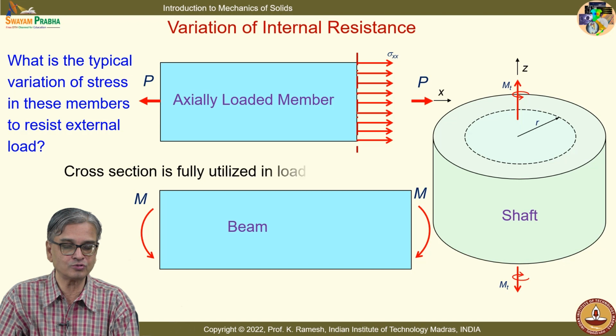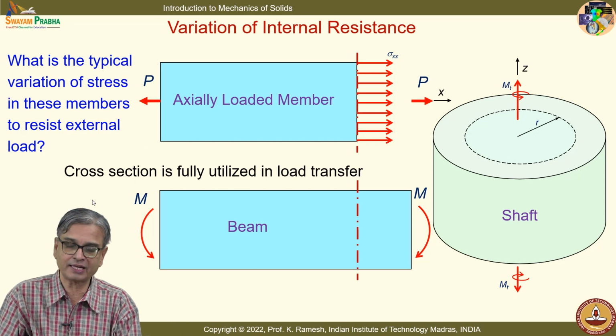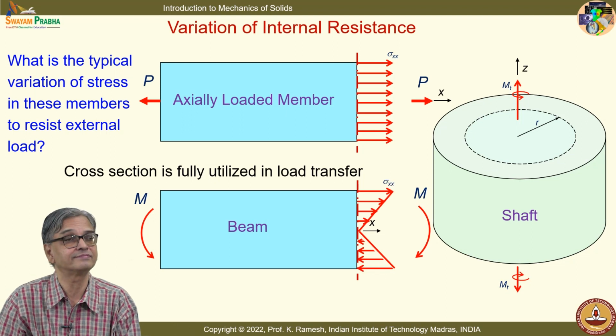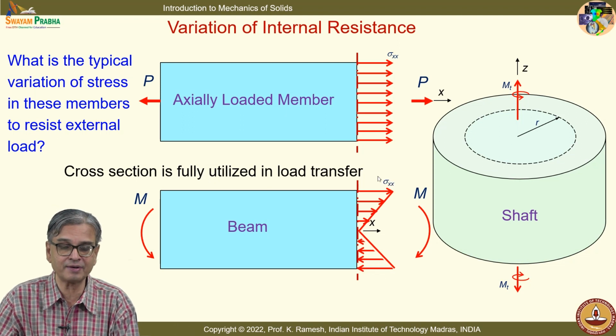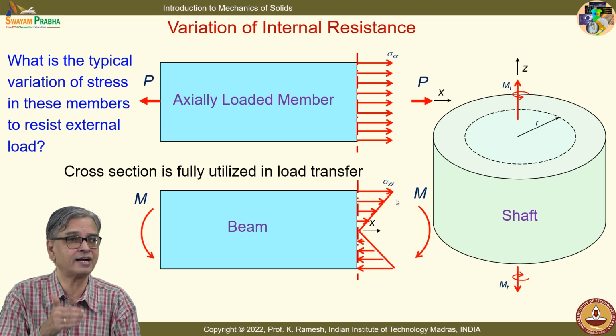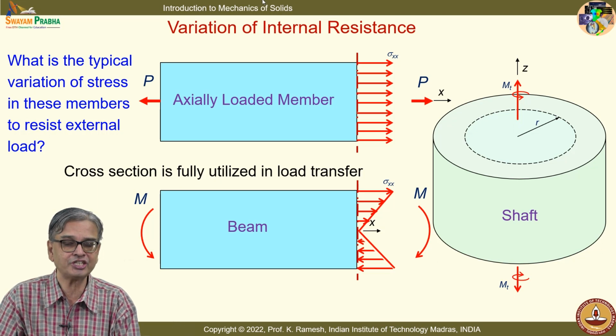Suppose I go to a beam and find out what way the resistance is, it is not uniform like this, but it is a triangular variation. And you also see a symbol like sigma xx. So, we need to develop the mathematics behind it and understand what these symbols are; we will postpone that for the time being. The message here is, in the axially loaded member, the resistance is uniformly developed all across the cross section.